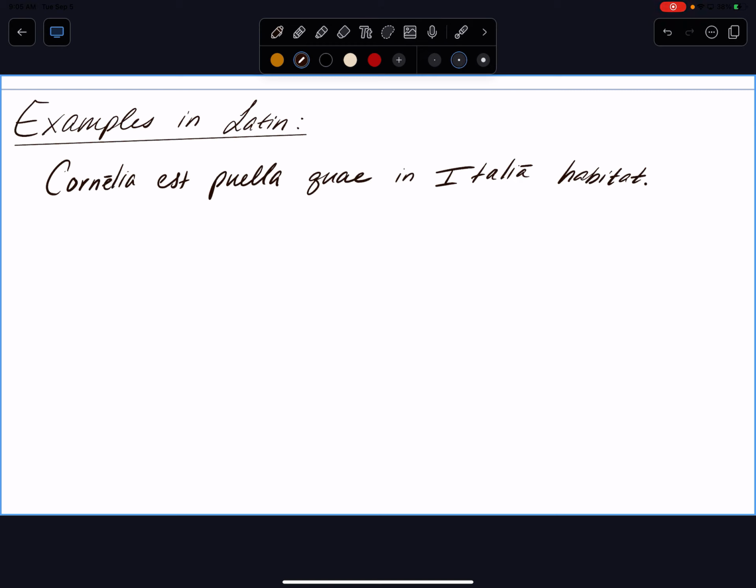So in this sentence, could I say sensically, Cornelia est puella? Does that stand on its own? Yes. Right? Cornelia is a girl. And that totally makes sense. I'll write it, so skip a line and then you can write the translation underneath. Okay, now, quae. Good. And so what do we call that? What is quae? Relative pronoun.